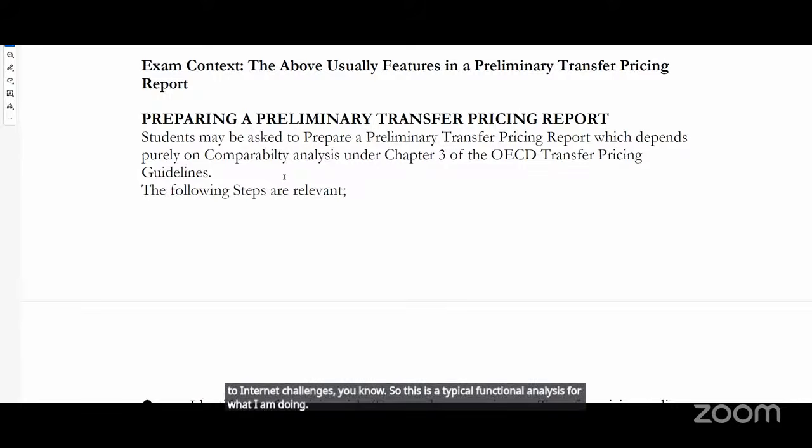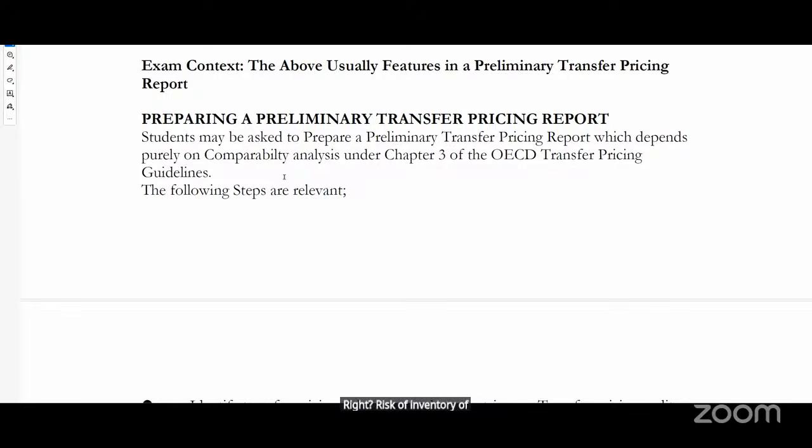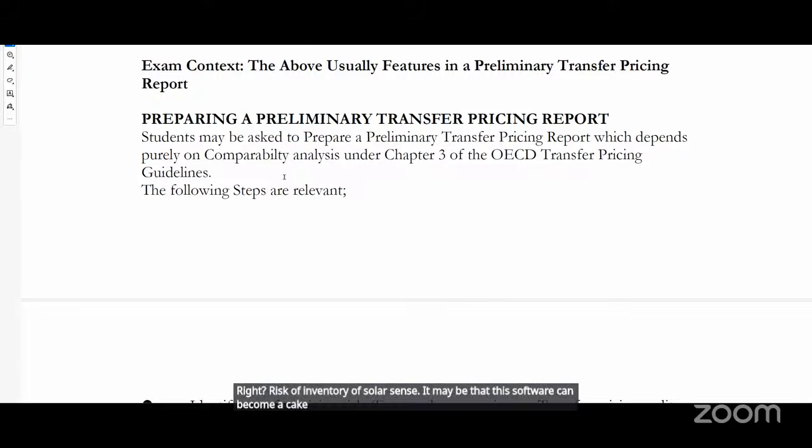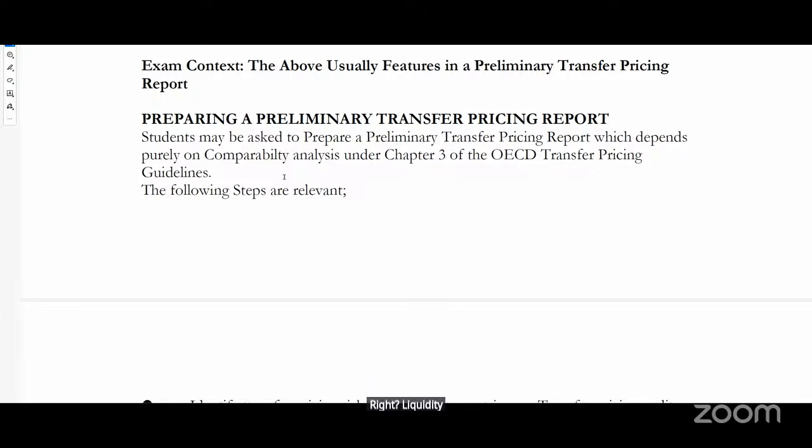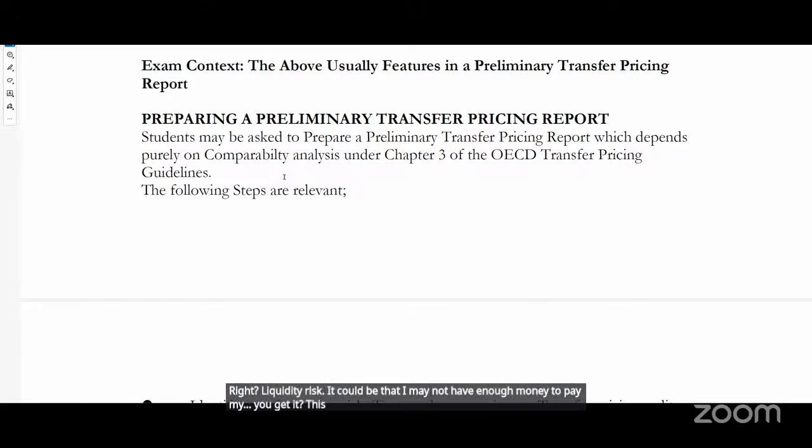Right? Risk of inventory obsolescence. It may be that this software can become archaic anytime and we cannot use Zoom again. Right? Liquidity risk. It could be that I may not have enough money to pay. Right? You get it. This is how it works. And this kind of question is mostly 20 marks, 12 to 20 marks. It's very easy. Do you get it?